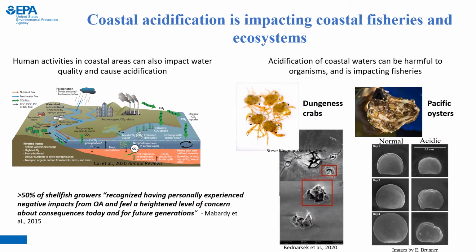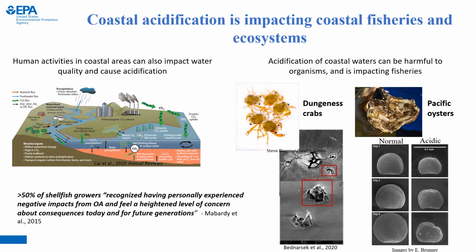In coastal areas, human activities can cause additional acidification of coastal waters. This can be due to runoff of pollution, agricultural activities and urbanization, and wastewater discharges. The sum of the acidification driven by these more local processes, in combination with the acidification driven by global climate change, is what we call coastal acidification.